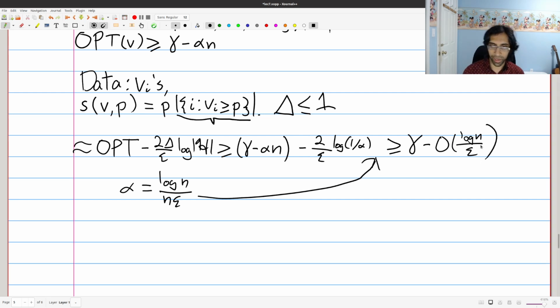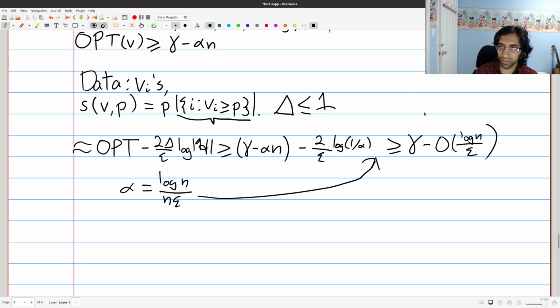Just substitute it in if you want to check yourself. But this is really cool because what this shows is that we can use the exponential mechanism to get a result privately, which is only an additive log n over epsilon off from the true thing. Why is this pretty good?